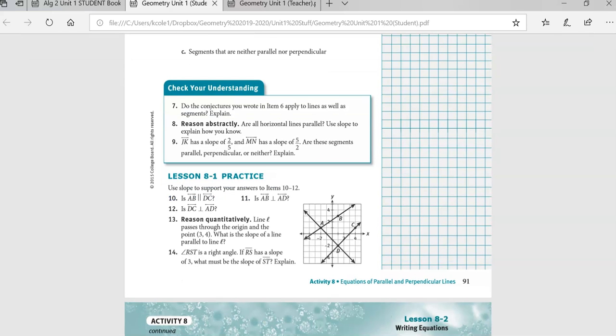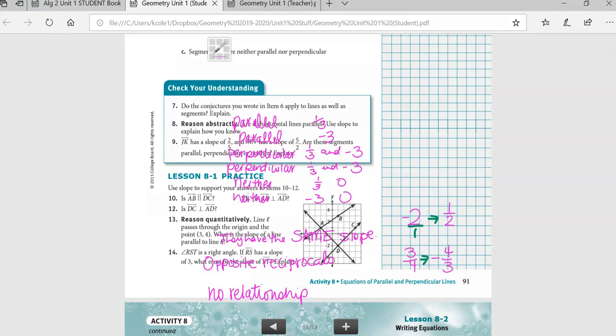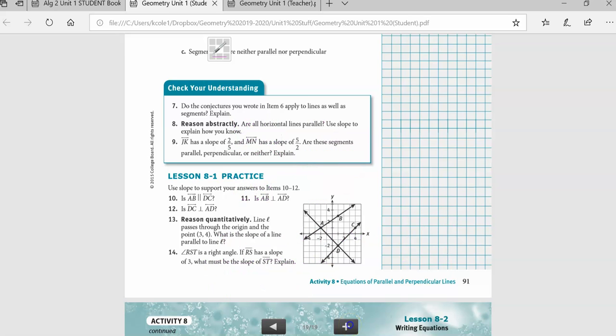Very short lesson today. So number 7, do the conjectures you wrote in item 6 apply to lines as well as segments? Okay, is it just segments or is it both, lines and segments? The answer is yes, it is lines and segments. Okay, they have the same characteristics. A segment is part of a line, so a segment has the same slope as a line of which it is a part of. So that's definitely going to be the case.